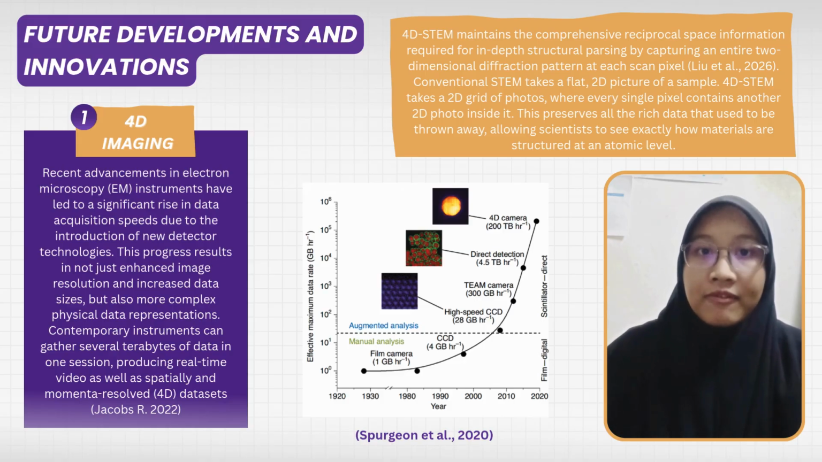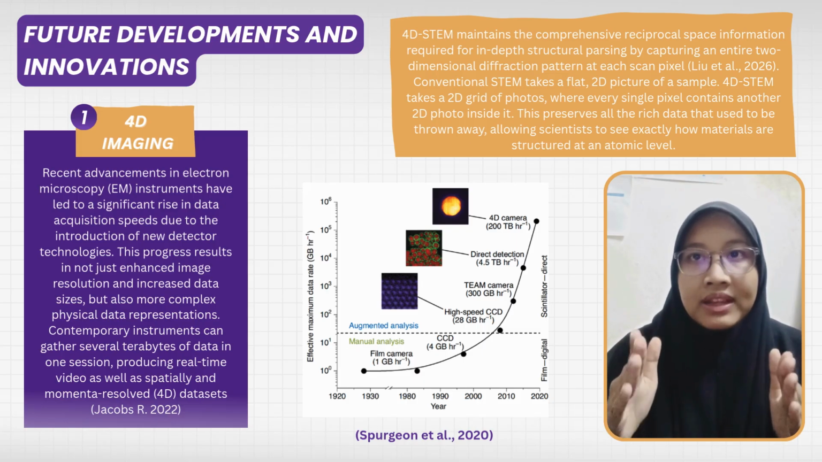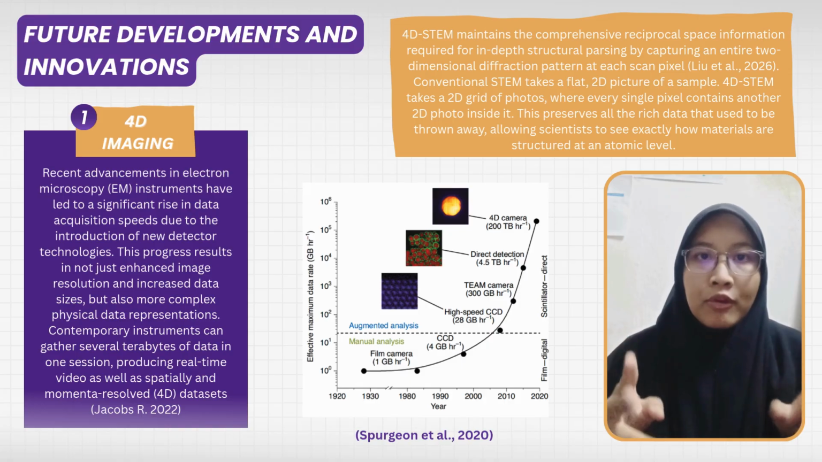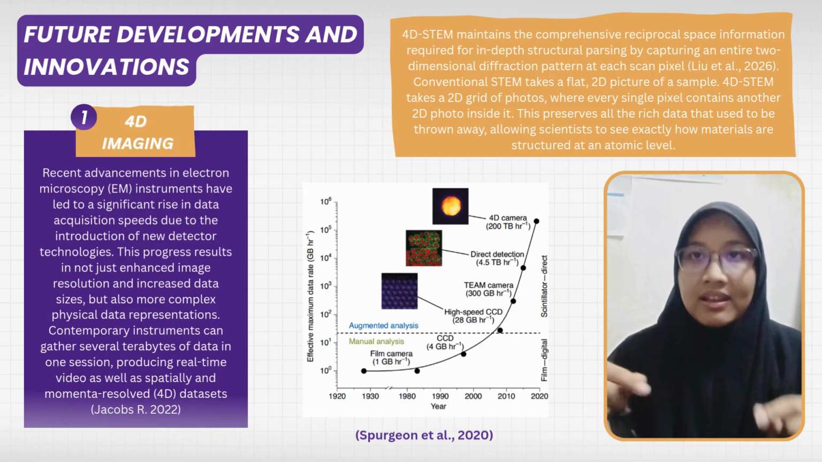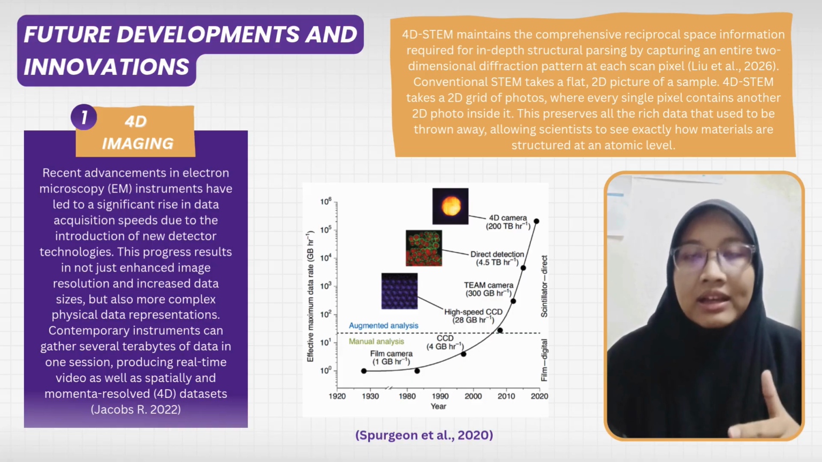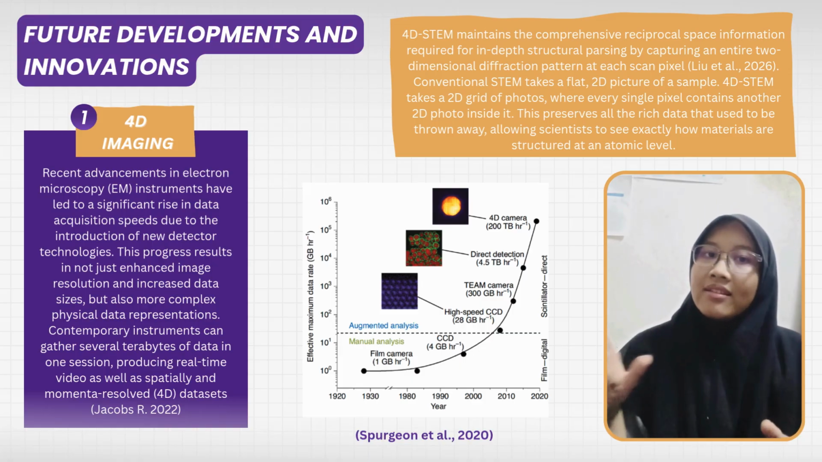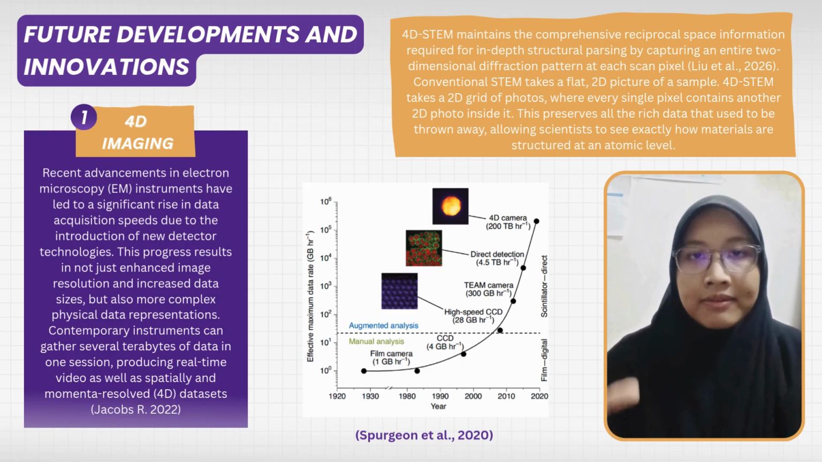Conventional STEM takes a flat 2D picture of a sample, but 4D STEM takes a 2D grid of photos where every single pixel contains another 2D photo inside it. This preserves all the rich data that used to be thrown away, allowing scientists to see exactly how materials are structured at an atomic level.